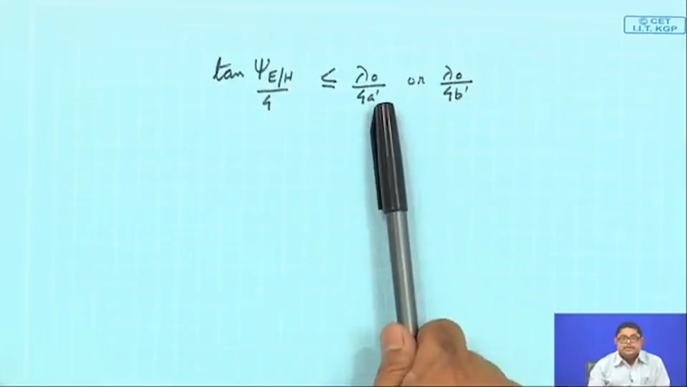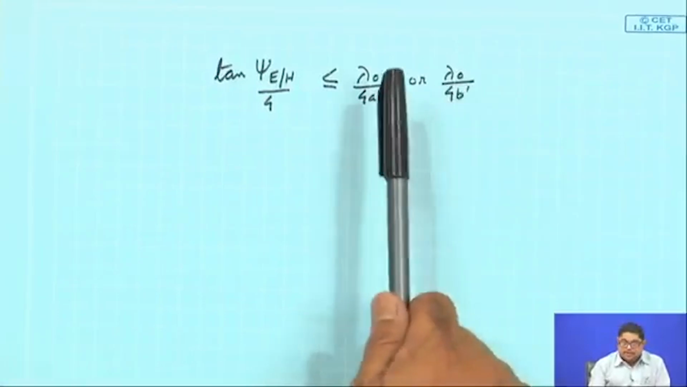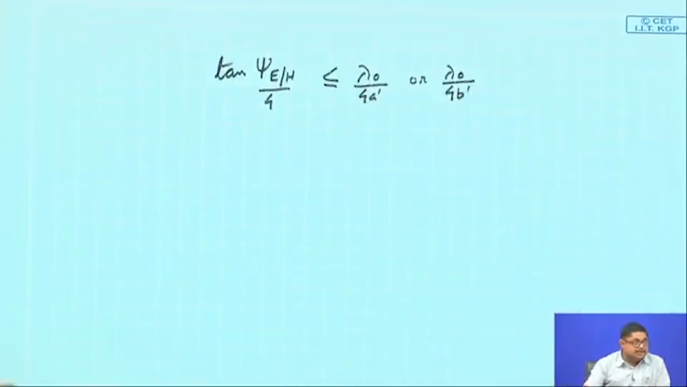Obviously, if I satisfy, generally A dashed is larger than B dashed. So, if I satisfy these, this gets automatically satisfied. Okay. So, the radiated field and directivity, they are also same as E or H plane horns, with A replaced by A dashed and B replaced by B dashed.